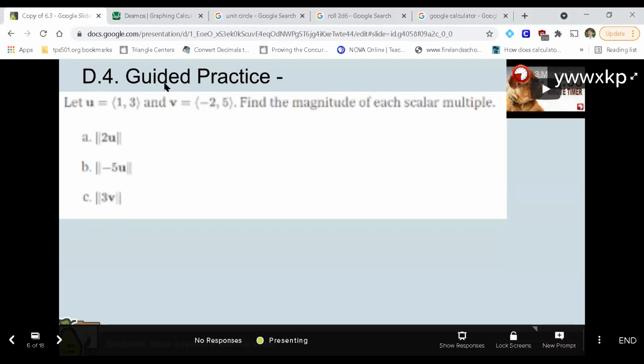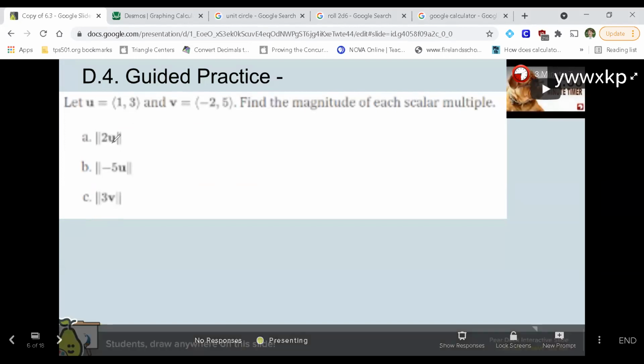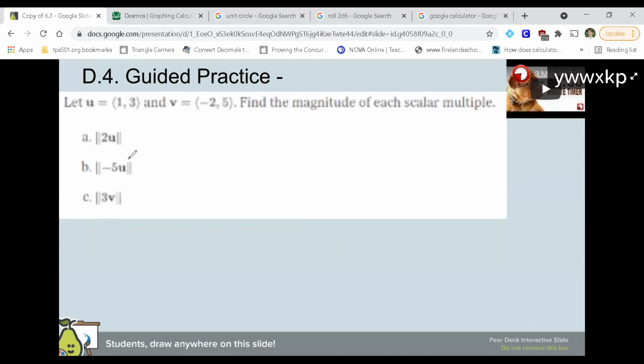So to do this first one, I will do it for you. To find this magnitude, we are going to use the shortcut. I know what you're thinking, Mr. Lake, we haven't done it the long way. The long way would be to actually multiply this by 2 to get 2, 6, and then find the magnitude, doing the square root of 2 squared plus 6 squared. The shortcut is I'm going to do the absolute value of 2 times the magnitude of u. To be honest, this shortcut does not save you a lot of time. It saves you like 2 lines of writing.